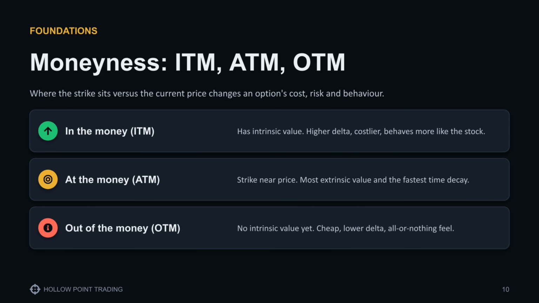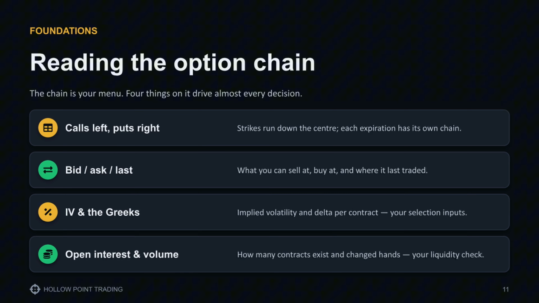Moneyness describes where the strike is relative to the current price. In the money, options have intrinsic value and act more like the stock. At the money, options have the most extrinsic value and time decay. Out of the money, options have no intrinsic value and are cheaper. The option chain is your menu. You'll want to focus on four key areas: the arrangement of calls and puts, bid-ask last prices for execution, IV and the Greeks for strategy selection, and open interest and volume to assess liquidity.